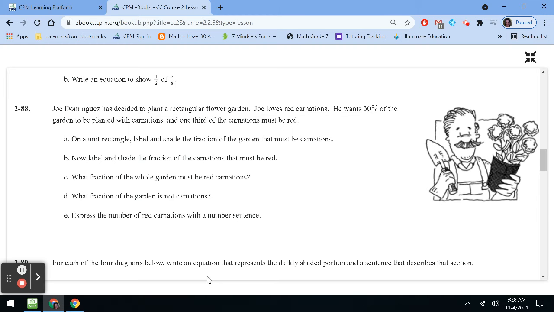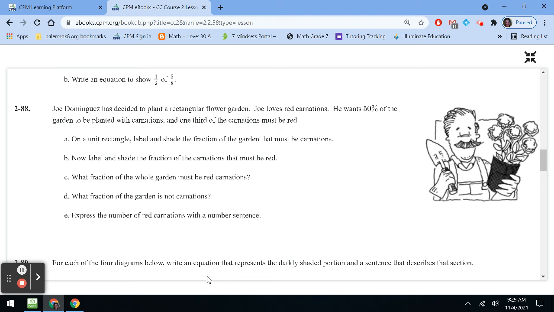So ladies and gentlemen, we're now moving on to problem 2-88. Joe Dominguez has decided to plant a rectangular flower garden. Joe loves red carnations. He wants 50% of the garden to be planted with carnations, and 1/3 of the carnations must be red.